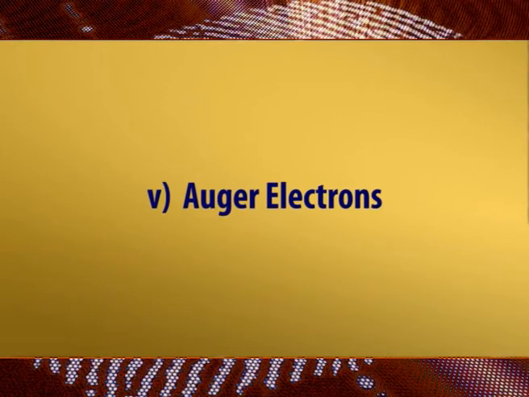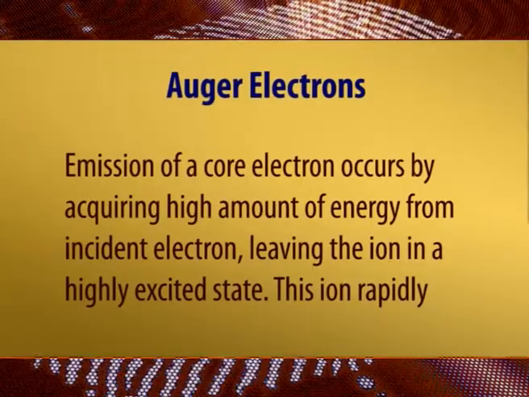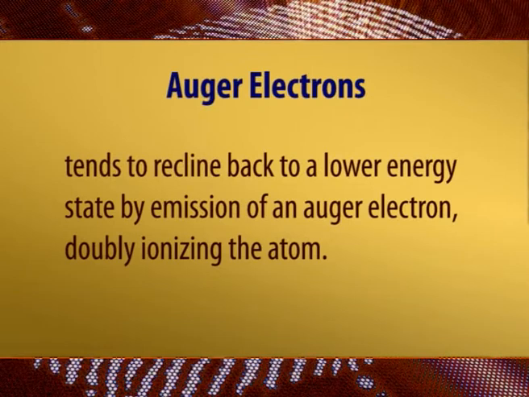Then you have the Auger electrons. Auger electron emission is another mechanism of stabilizing the atom after inner shell ionization, analogous to X-ray emission. Emission of a core electron occurs by acquiring a high amount of energy from the incident electron, leaving the ion in a highly excited state. This ion rapidly tends to decline back to a lower energy state by emission of an Auger electron, doubly ionizing the atom.